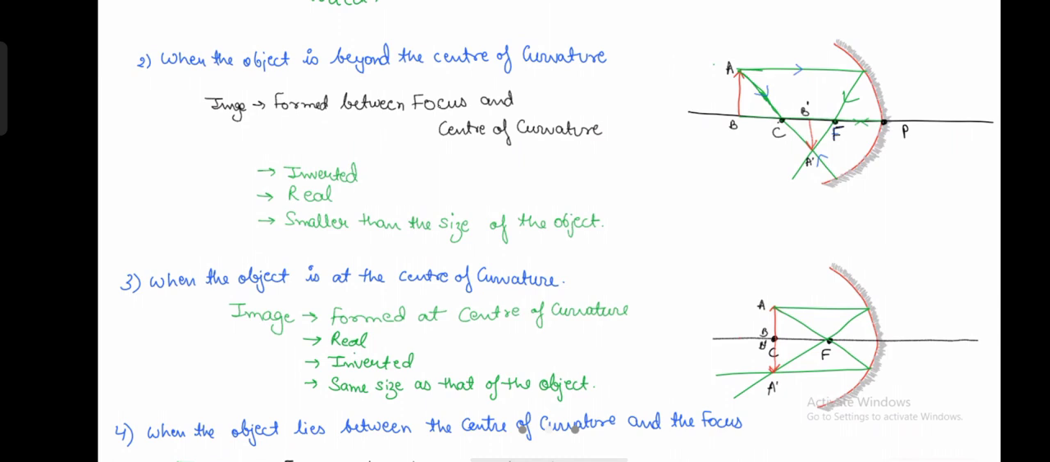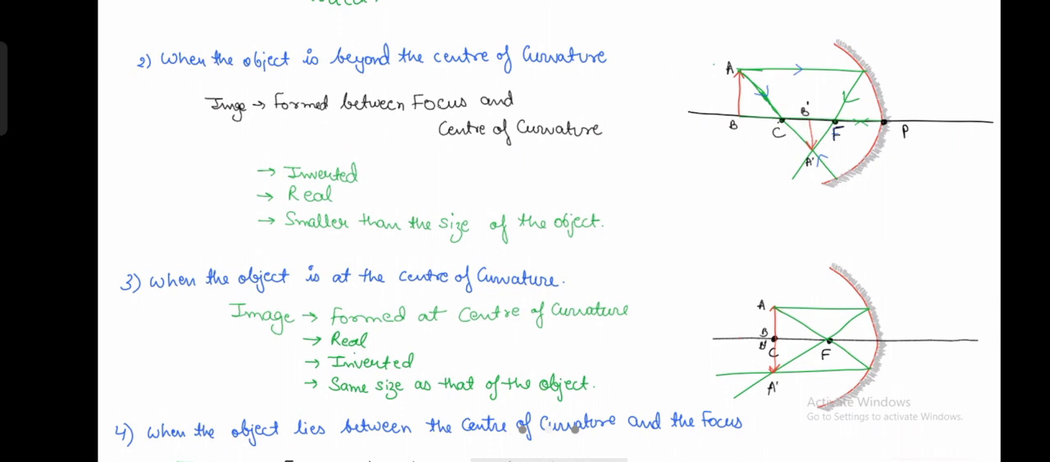Then the second ray is passing through the center of curvature. I have told you in the rules that if any ray is passing through the center of curvature, it will retrace its path. It means from wherever it was coming, it will go back in the same direction, and also on the same path.